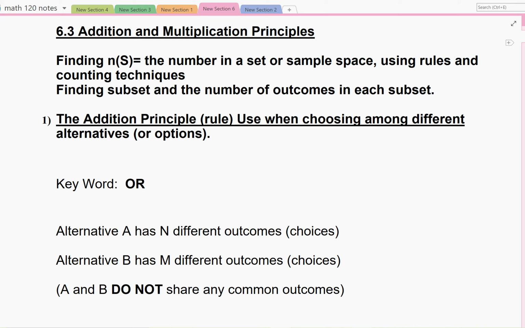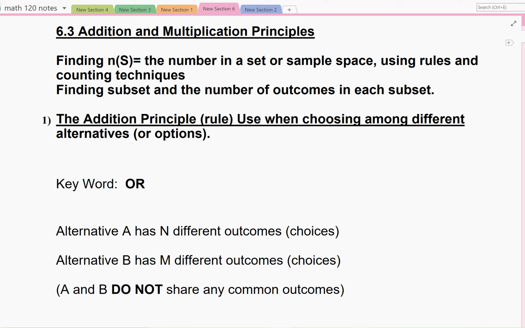All right, so we're going to start to up it here, going away from the basics a little bit to a little more complex. We're still going to use the same rules that we did before, complement rule, union rule, all of those rules will still apply. We're just going to add to them and combine them with some of these new rules. So 6.3 is specifically looking at what's called the addition principle and the multiplication principles.